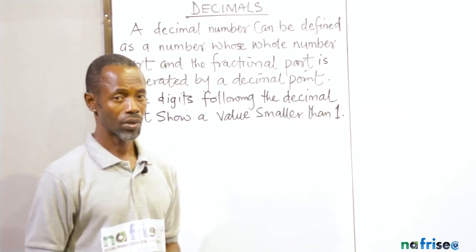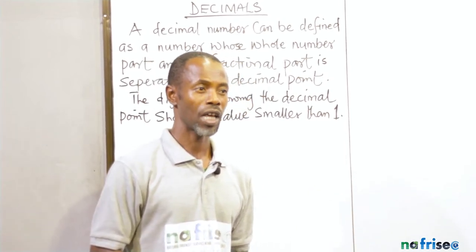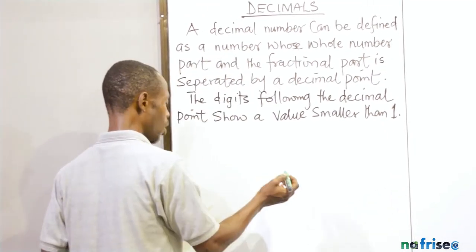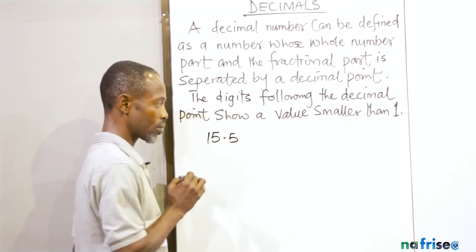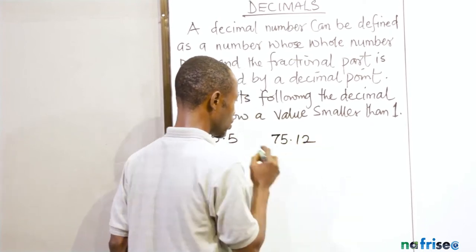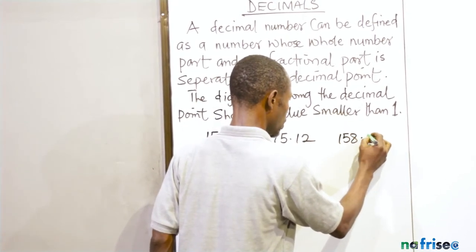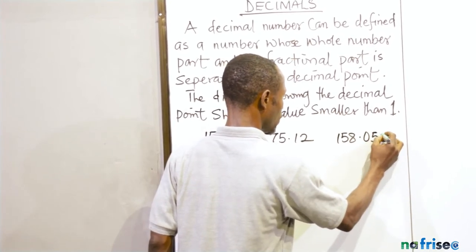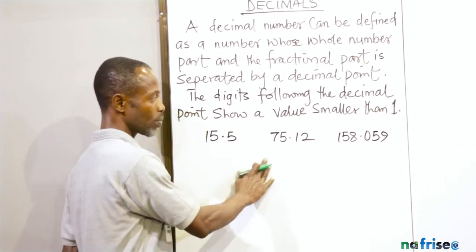Now, what are decimal numbers? By definition, decimal numbers are numbers that have a whole number part and a fractional part. Let's look at this. It comes like 15.5. You could have 75.12. You could have 158.01. Let's give it a better number, 59. Okay, that kind of instance. So what we have here are decimal numbers.